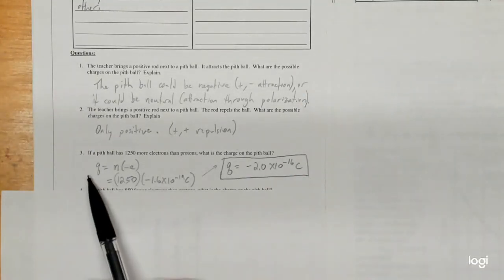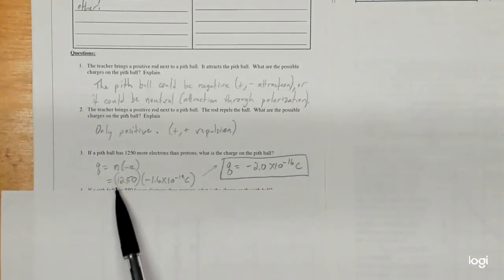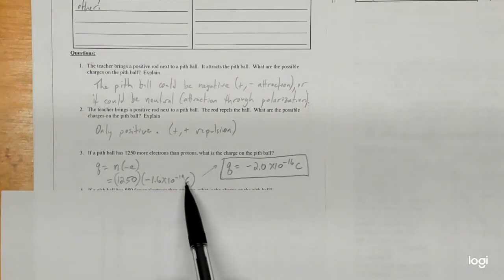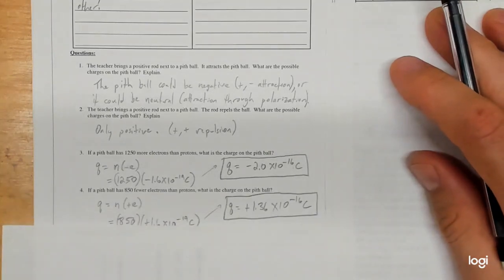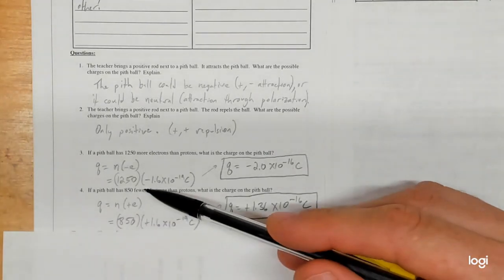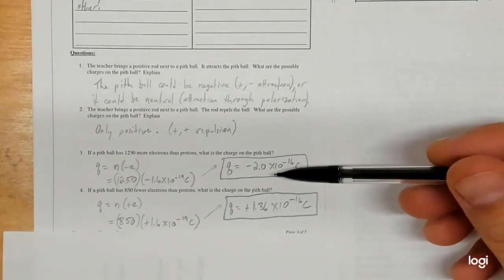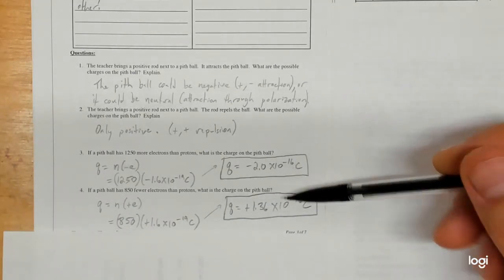ball? So we use this simple formula, Q equals NE, where N is the number of electrons that we have, and each electron is negative 1.6 times 10 to the minus 19 coulombs. We multiply those out, we get the total charge. And number four, if a pith ball has 850 fewer electrons than protons, so that means it has more protons, what is the charge on the pith ball?